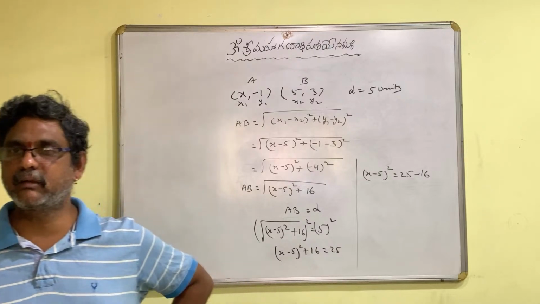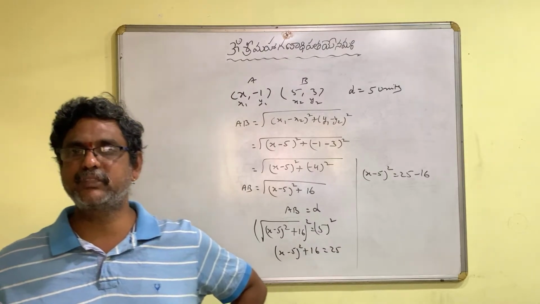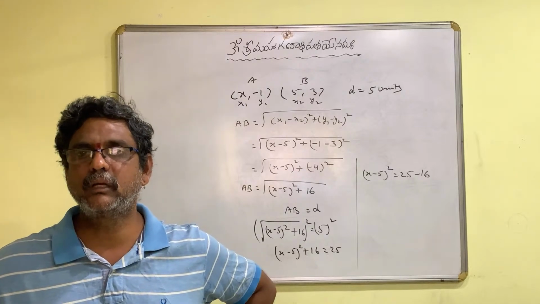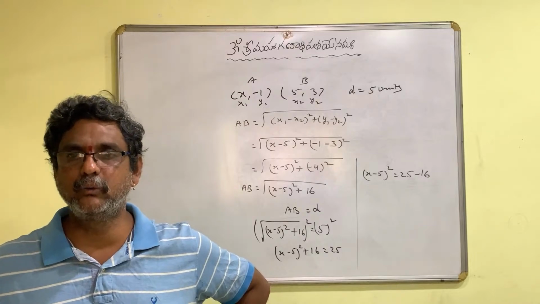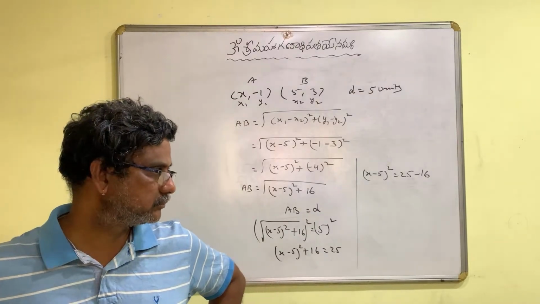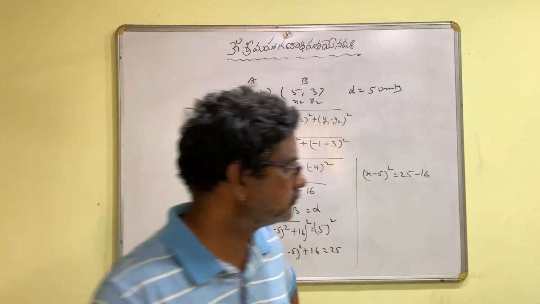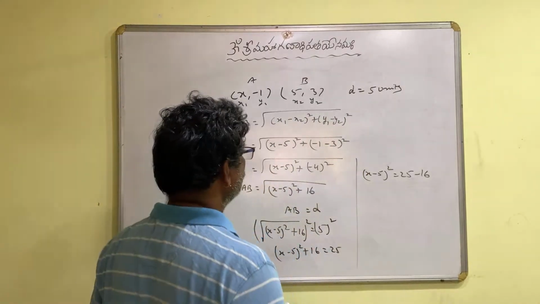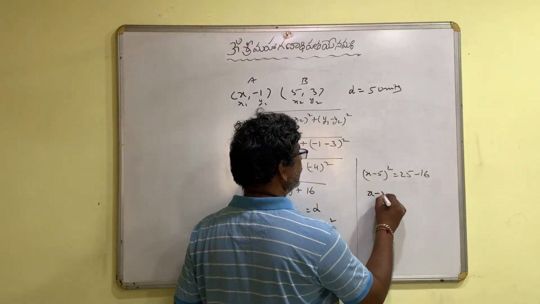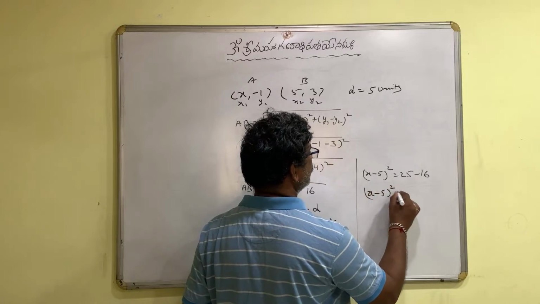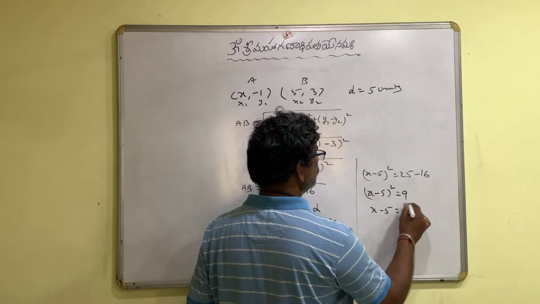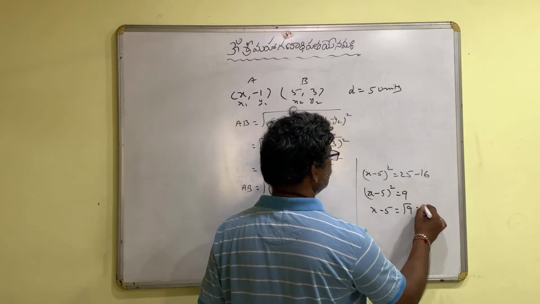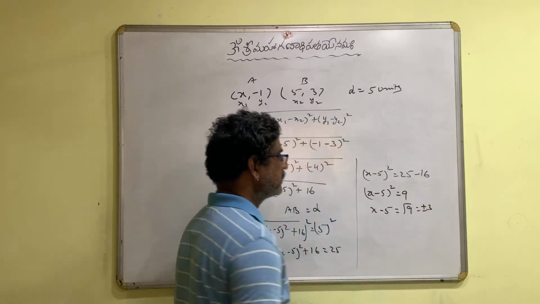Let me see whether your answer is right or wrong. Girish Nandan says only 2. Shanmukh 2. Indrani 2. (x minus 5) whole square is equal to 9. x minus 5 is root over 9, which is plus or minus 3.